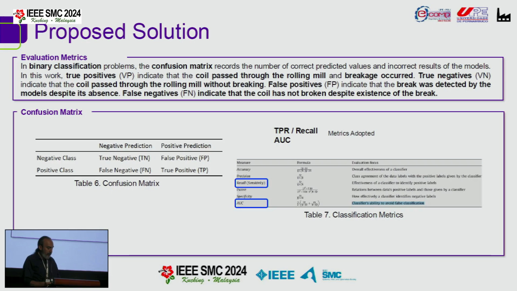In binary classification problems, the confusion matrix records the number of correct predicted values and incorrect results of the models. In this work, true positives, TP, indicate that the coil passed through the rolling mill and breakage occurred. True negatives, TN, indicate that the coil passed through the rolling mill without breakage. False positives, FP, indicate that a break was detected by the models despite its absence. False negatives, FN, indicate that the coil was not predicted to break despite the existence of a break.